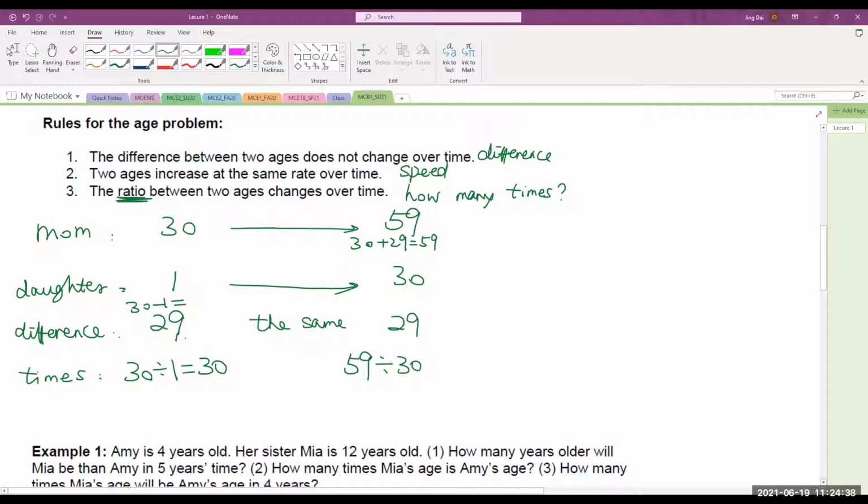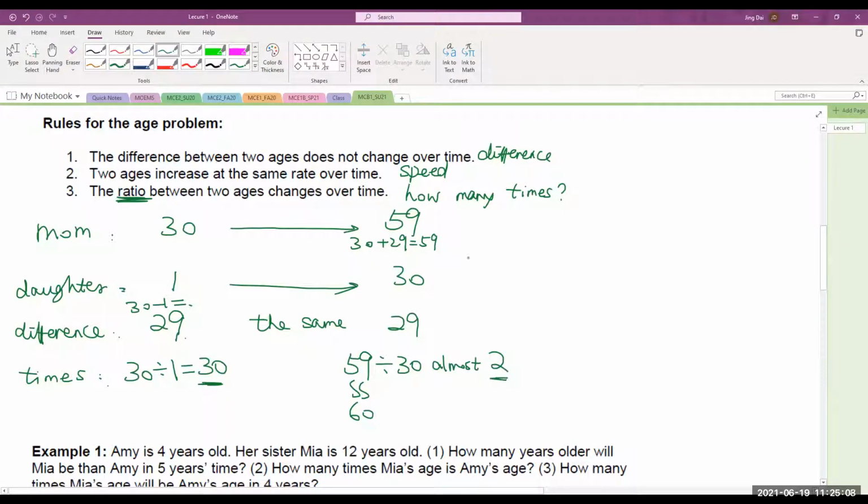But I can tell you, let's make this 59 really close to 60. Can we do that? So let's just say it's almost like 60. So this whole thing is almost 2. Now compare to 30. The ratio, or how many times the two ages relate, actually decreases over time.